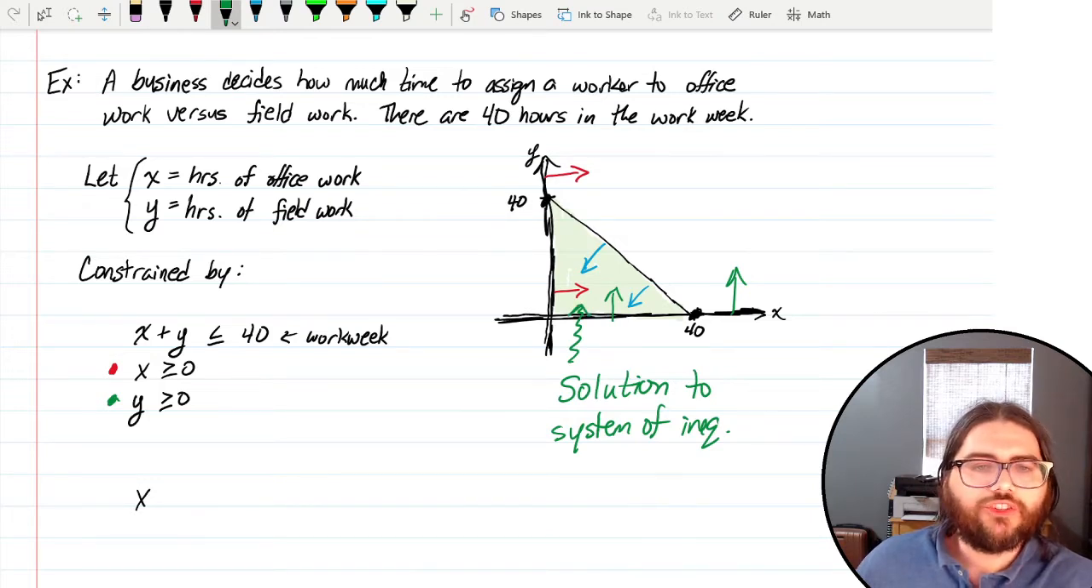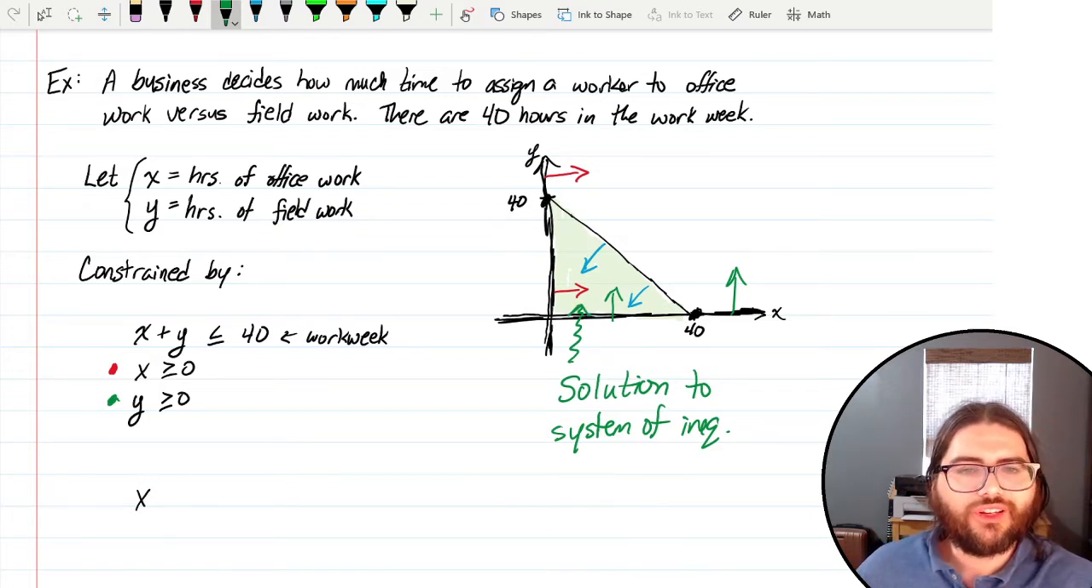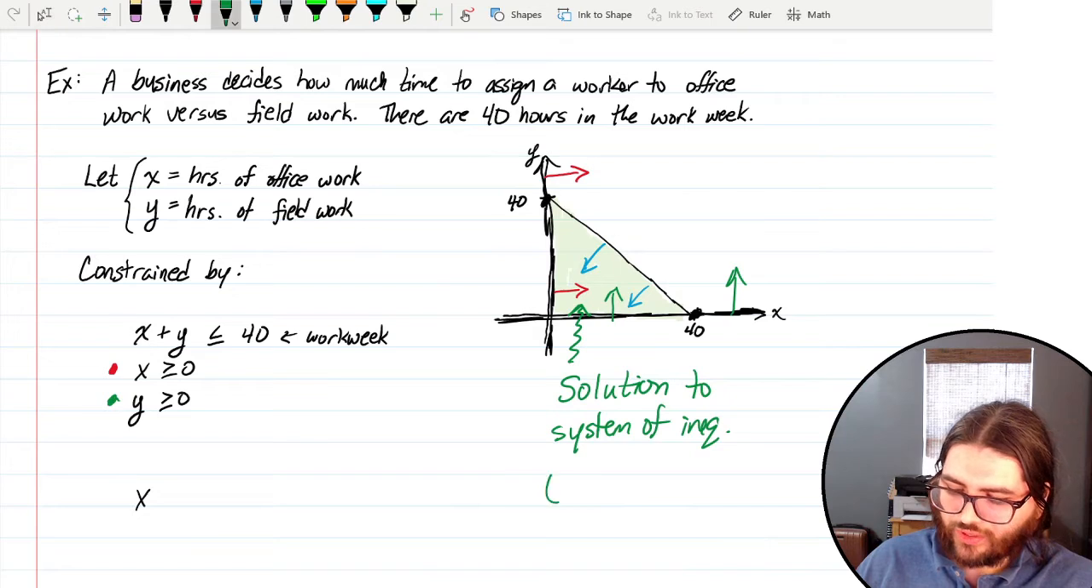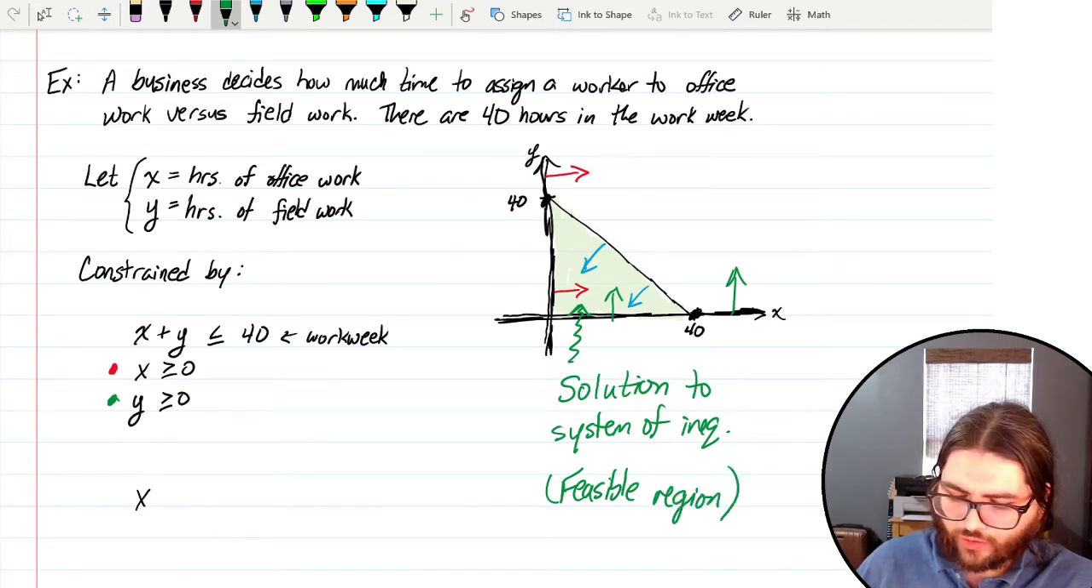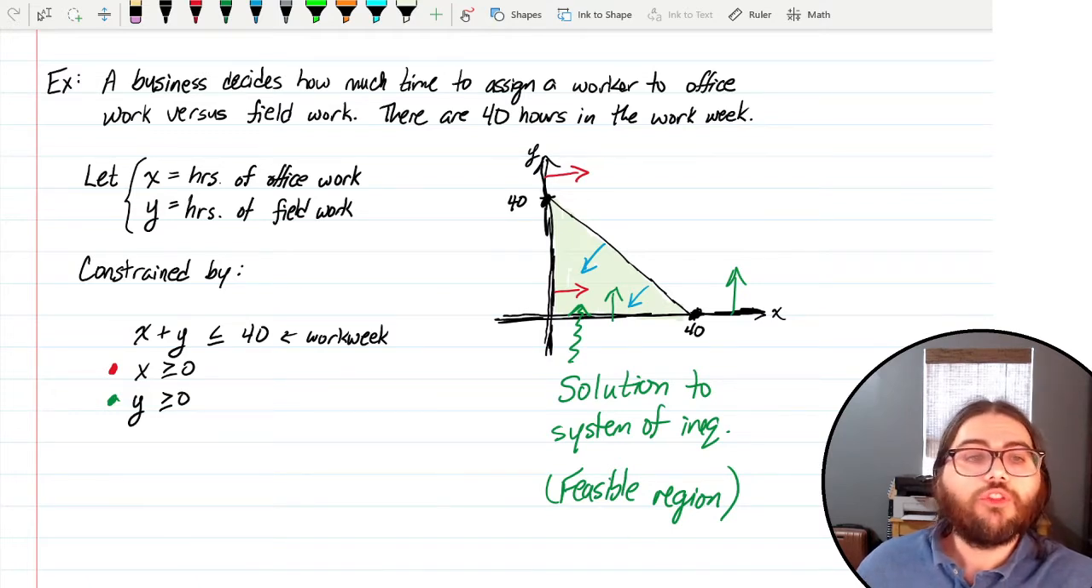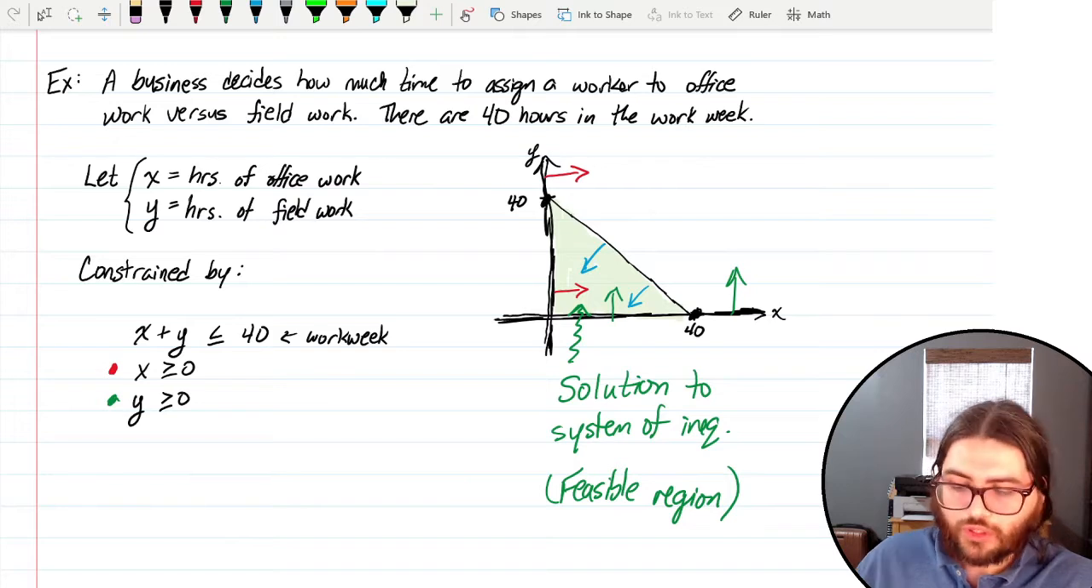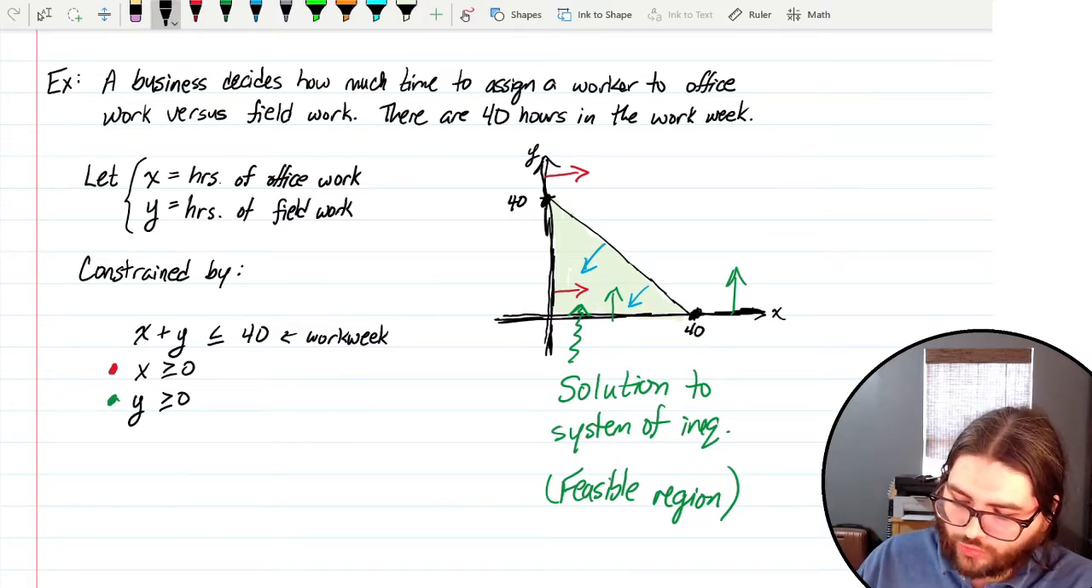That shaded region. I did it in a squiggly arrow so you didn't confuse it with the shading arrows. The solution to the system of inequalities. I call that the feasible region. The reason I call that the feasible region is because all of the points in the shaded area are possible to choose. I could choose, let's just pick one random point here.